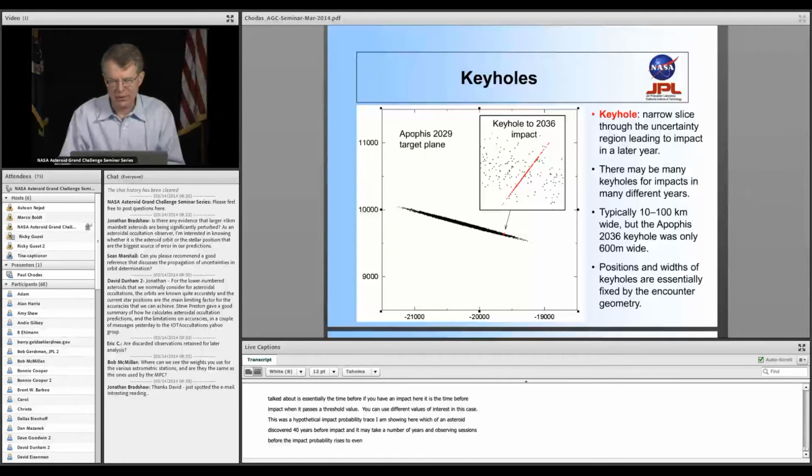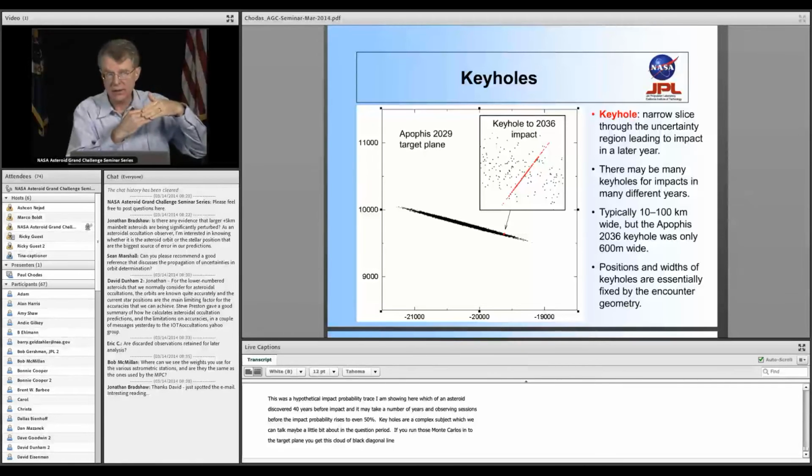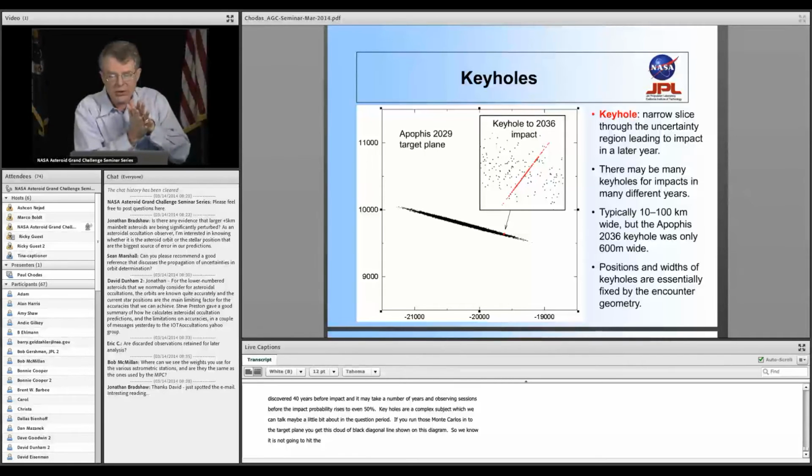Keyholes are a complex subject, which we can talk a little bit about maybe in the question period. If you run those Monte Carlos into the target plane, and we did that for Apophis here, you get this cloud of black diagonal lines shown on this diagram. It does not intersect the Earth, so we know it's not going to hit the Earth. But there are locations in that region which could lead to an impact later.